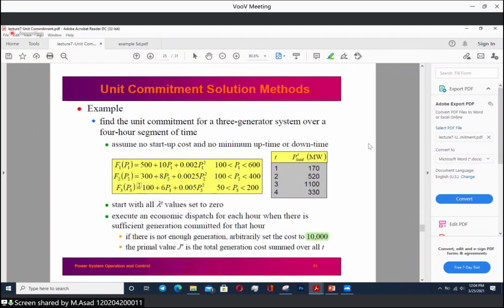So we will start by taking all the lambda t values to 0, and as we said, when the system is at minimum value, we can take the cost up to 10,000, 10,000, and the j value can be summed up over all the units. Then we can have the j prime value.